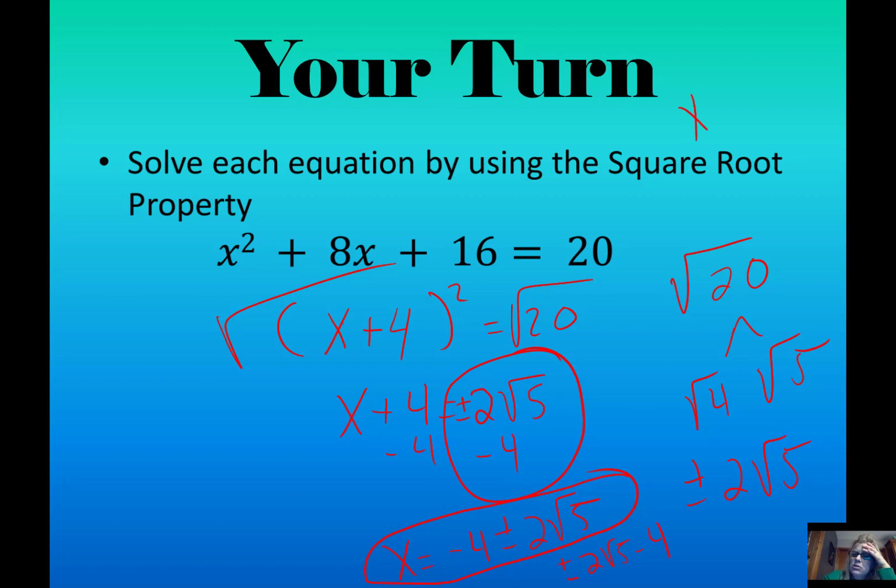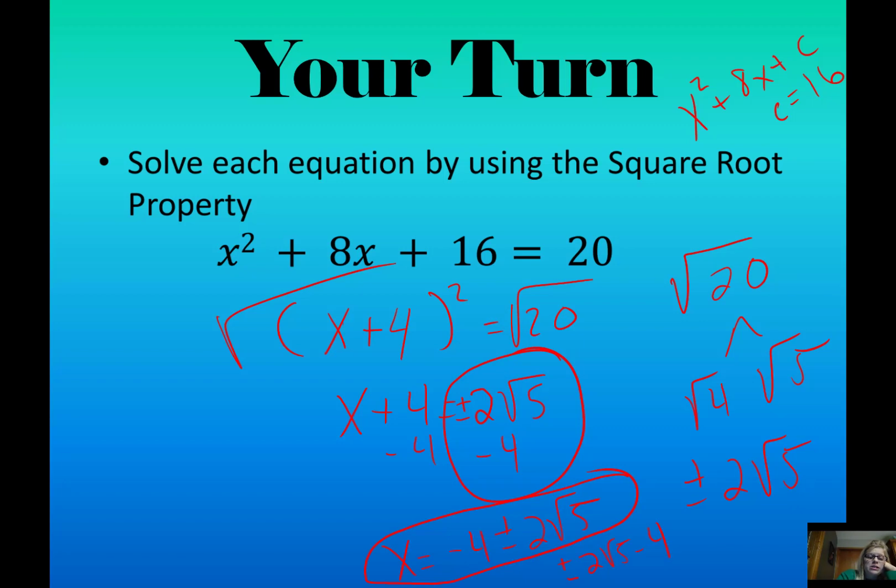So let's say I had x squared plus 8x plus c. What does c have to be in order to be a perfect trinomial? So you're going to have to go backwards. Half of 8 is 4. 4 squared is 16. So if c was 16, it would be a perfect trinomial.